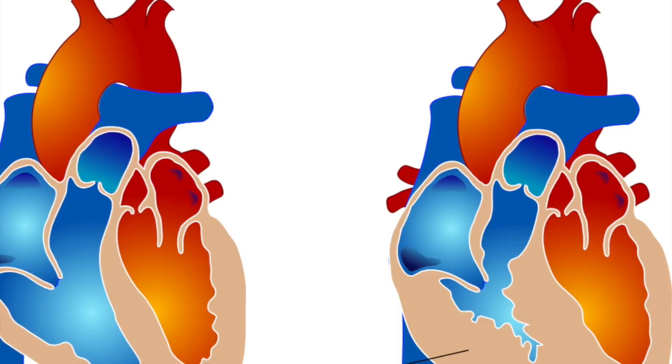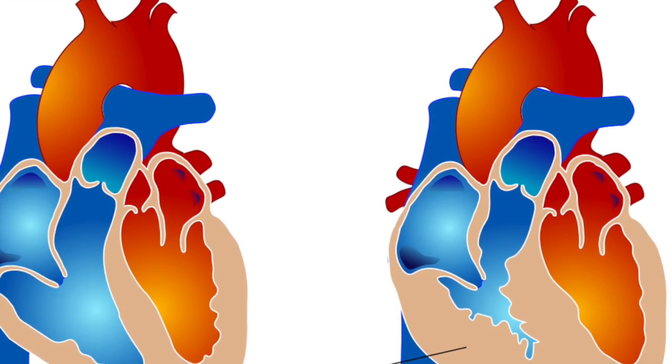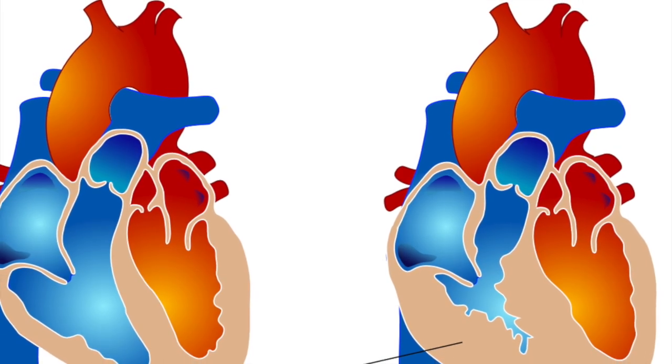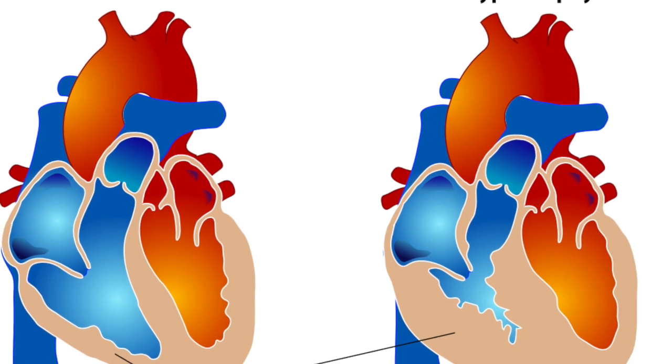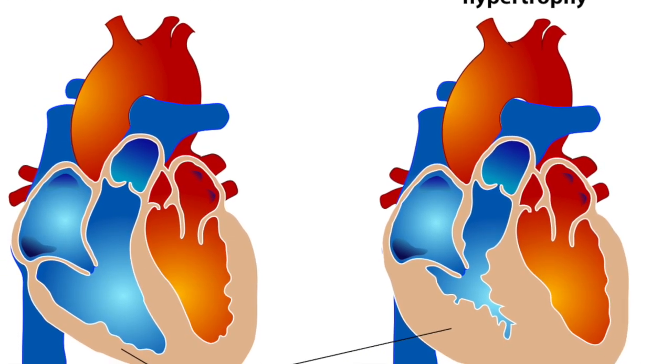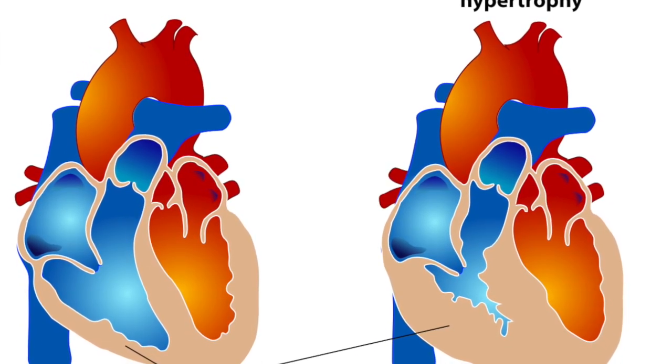Right ventricular hypertrophy is a thickening of the muscular wall of the right ventricle. The thickened wall can contribute to blocking the flow of blood through the pulmonary valve, which allows blood flow from the heart to flow into the lungs.